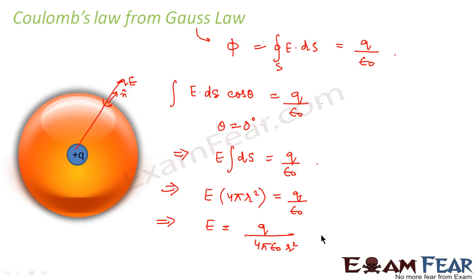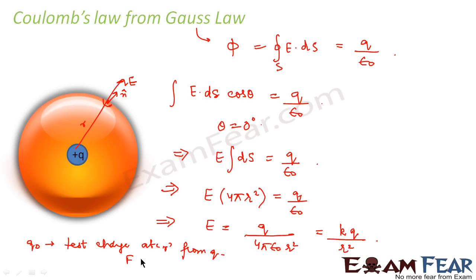Now what is 1 by 4 pi epsilon naught? That is nothing but K, so E is K Q divided by r square. Now let us suppose that Q naught is a test charge at a distance r from Q. Q is the source charge here, because Q is the one generating the electric field. The test charge is an imaginary small charge at a distance r from Q.